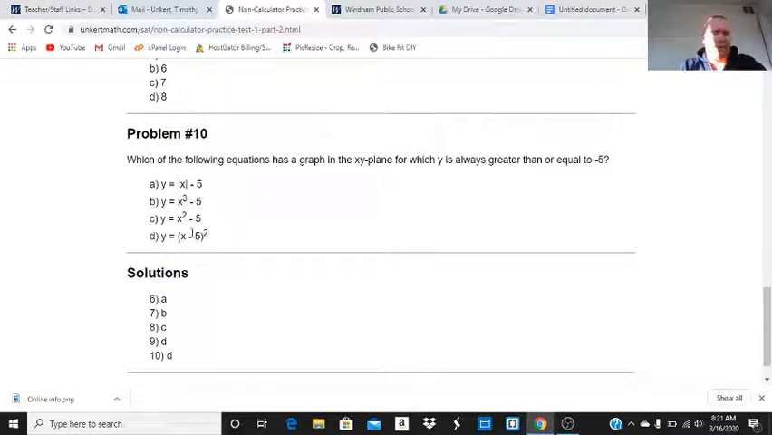Finally, this last one, the vertex is at positive 5, 0, and it opens up, meaning it's never going to be a negative number for your y. So this one, D, is always greater than negative 5. So I hope that helps.